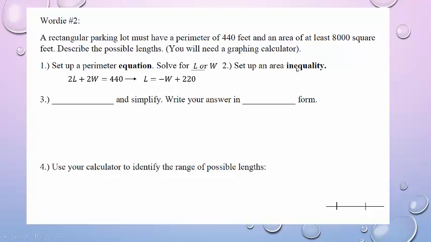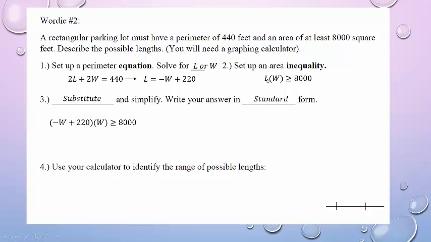Step 2, now we're going to set up an area formula. So length times width gets you the area of a rectangle. At least means greater than or equal to, and then 8,000. So we set up our perimeter equation, we solved for a variable, and then we set up our inequality. The reason we're doing this is so that we can substitute this answer for L into the area formula. So we're going to substitute, we're going to simplify, and then we're going to write our answer in standard form.